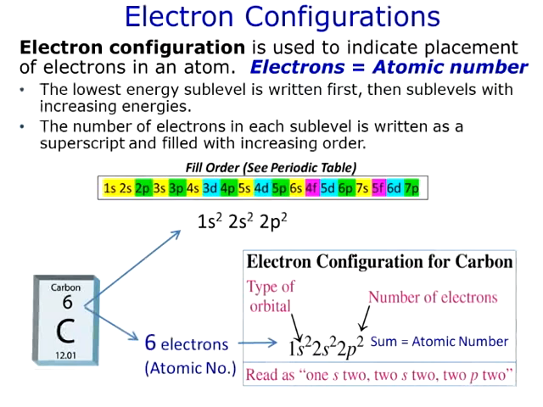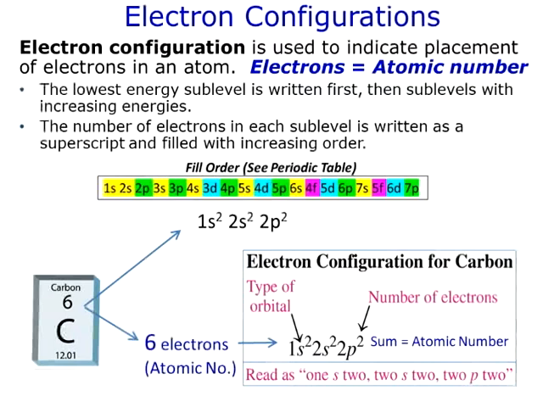Electron configuration must always start at the 1 and work its way through to 7. So we start with the 1s, the s because that's the orbital type, and we see the filling. Then we have the 2, which means we have 2 electrons in there. Then we have the 2s2, 2p2, that's the number of electrons. And when we sum them, it equals 6.